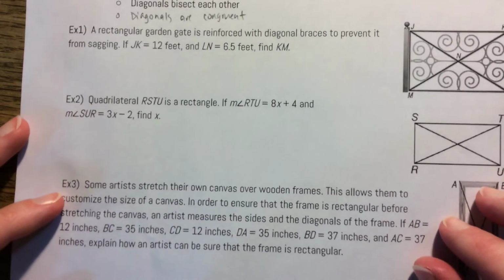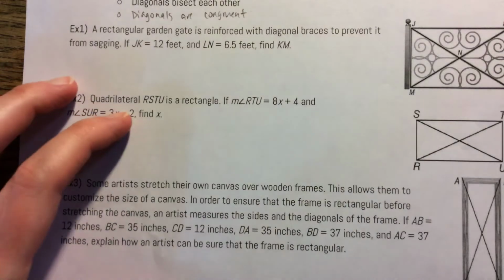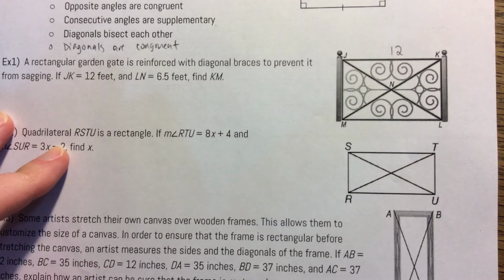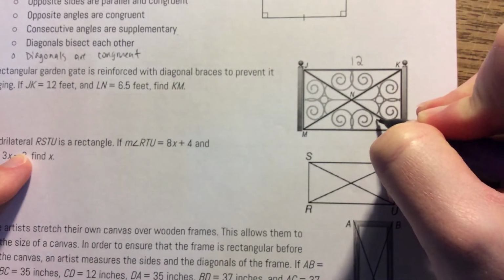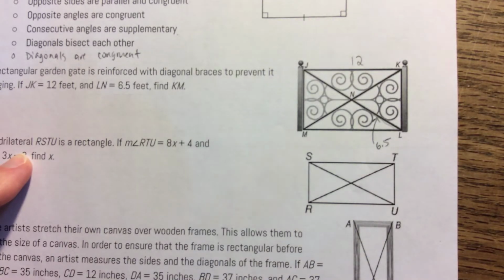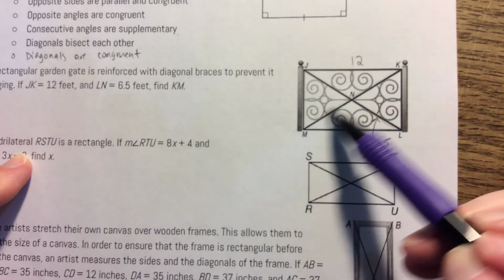Alright, so for our first example, it says a rectangular garden gate is reinforced with diagonal braces to prevent it from sagging. If JK is equal to 12, so I'm going to go over here and label that. And LN is 6.5, so that's right here. Find KM. So KM is all the way across here.